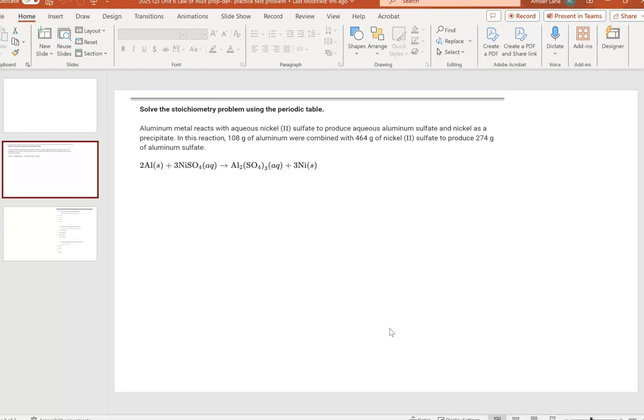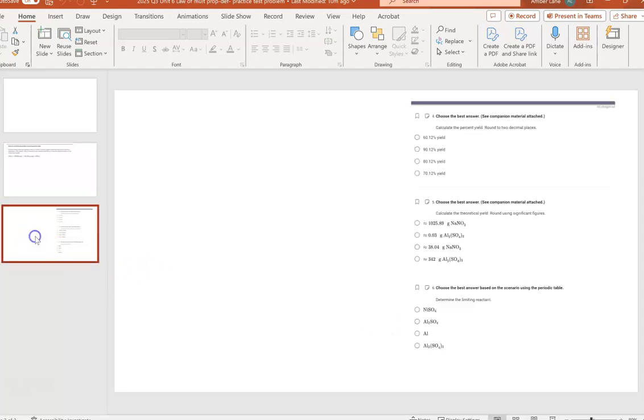So here it starts with aluminum metal reacts with aqueous nickel(II) sulfate to produce aqueous aluminum sulfate and nickel precipitate. In this reaction, 108 grams of aluminum are combined with 464 grams of nickel(II) sulfate to produce 274 grams of aluminum sulfate.